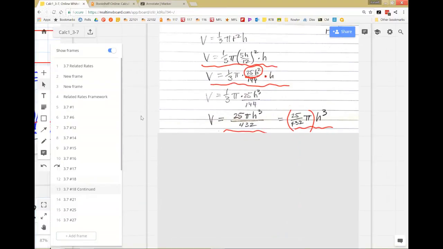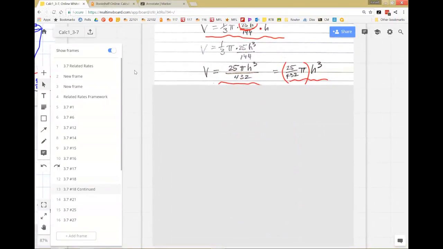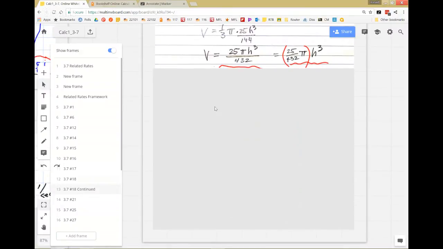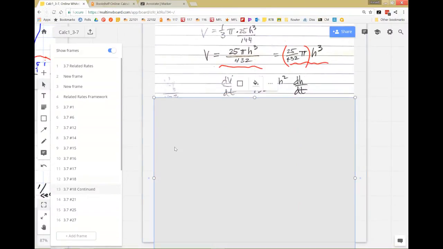It's time now to do the differentiation, the implicit differentiation. So dV/dt equals, and now we do the power rule, 3 times this constant. Well, that's 3 times the 25 on the top. Reduce the power by 1. The pi, that's all constant. Reduce the power by 1, and then don't forget, use the chain rule, dh/dt.